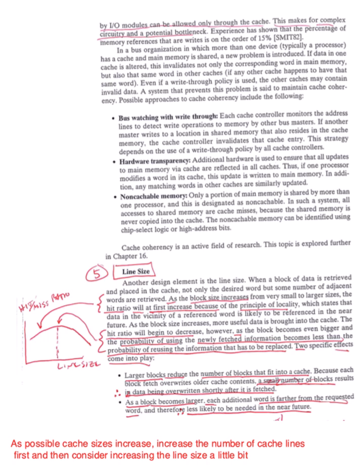It results in data being overwritten shortly after it's been fetched, right? If you have fewer blocks. Therefore, that's part of that first part. And then secondly, as blocks become larger, each additional word is farther from the requested word and therefore less likely to be needed in the near future.